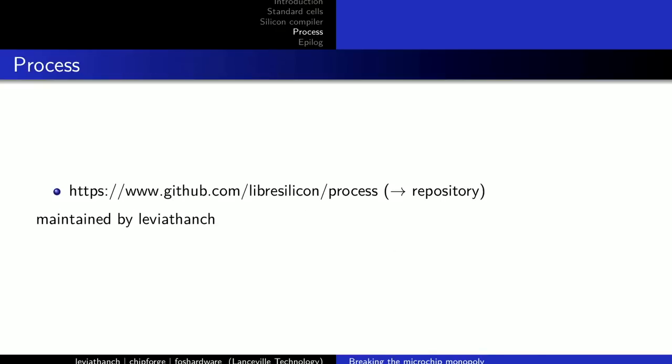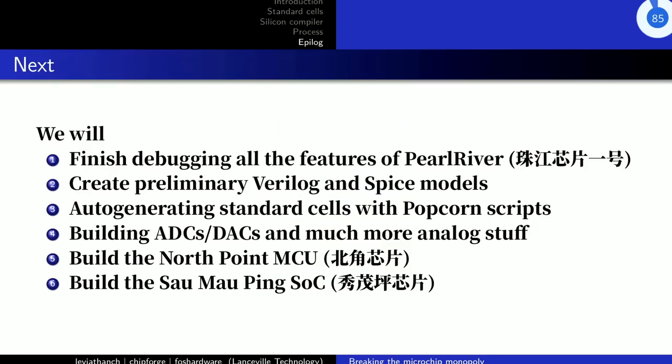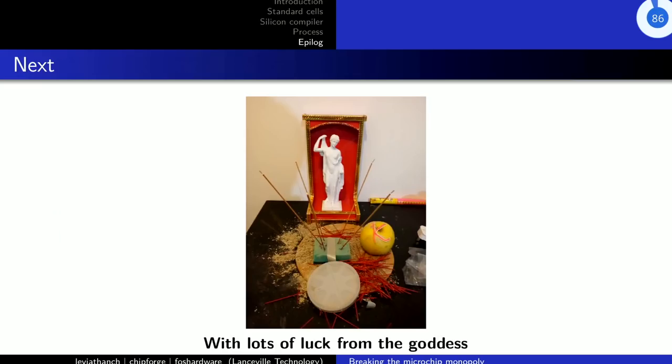If you want to follow up, you go to my GitHub, okay? So Victor, that's him, and I have done that so far. It's only 2 weeks because it took a lot of time to get all the masks manufactured and a lot of bureaucracy. We already have that much, and just stay tuned. We have already figured out so much in the last 2 weeks that it shouldn't be long before we can finish all the features of Pearl River, create models with Hagen's popcorn, and start figuring out all the analog stuff for our MCU, and then we make an MCU. That's the first thing we want to do as soon as we have the features of Pearl River figured out, if the goddess is nice to us.